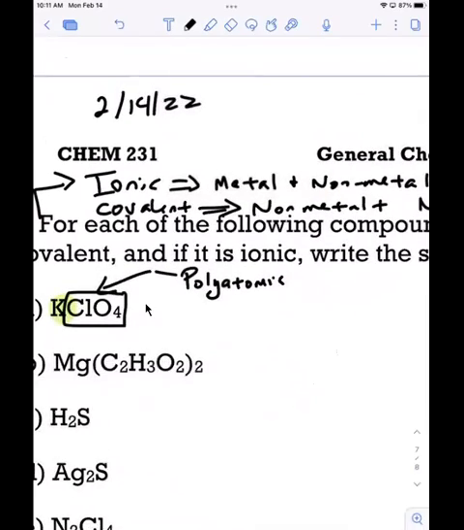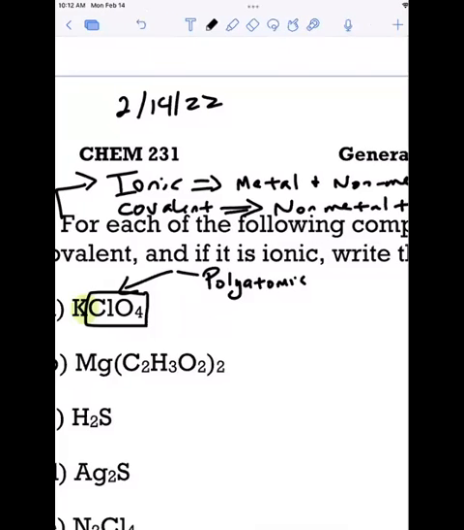I sent you a list of polyatomics Friday, or at least a link to it. Did anybody pull that list up? And if you did, tell me what ClO4 is. It's on that list. You sent it through email? Yeah, I sent it in an announcement along with links to the videos and all that stuff. Okay. All right, let me pull it up. I'm going to put it in the chat. Let me find where I saved it, and I'll put it in the chat right quick.